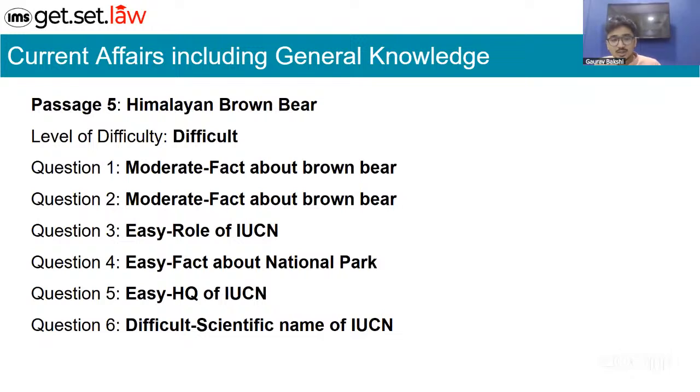The 51st question, the role of IUCN. And the 51st and 53rd questions are connected to IUCN headquarters and role. If you have not covered this organization, you might get these questions wrong. The 52nd and 54th as well, specific facts about the national park and the Himalayan brown bear. So these six questions, you will be able to solve this kind of question when you have particularly covered this topic.